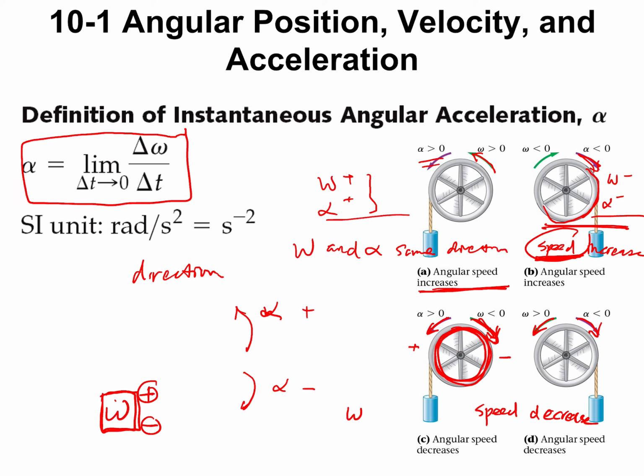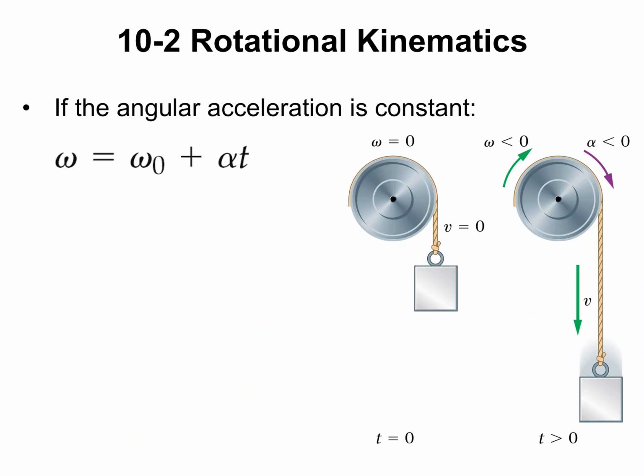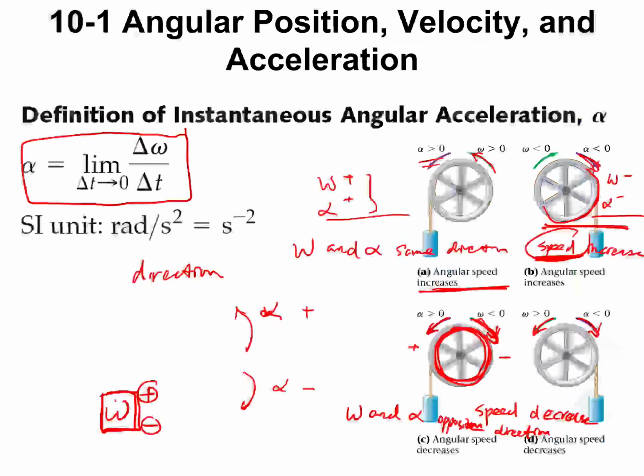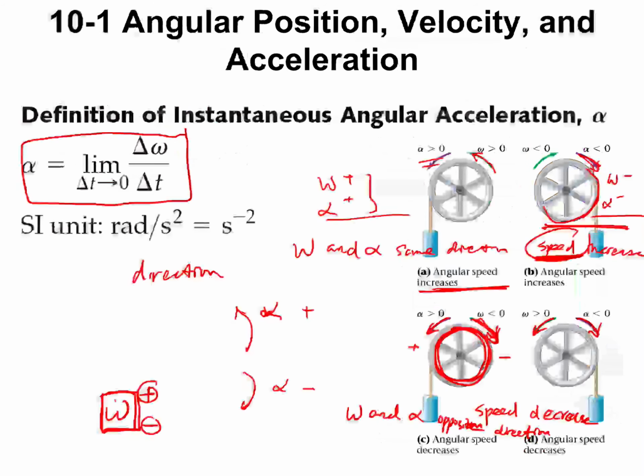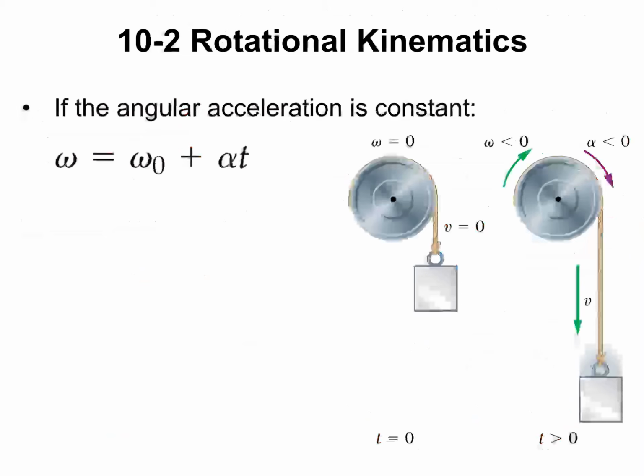If omega and alpha are in opposite directions, okay, opposite direction, okay. So this is the same as linear motion. All right. So that's all the definitions about angular motion or rotational motion, okay? And we describe position, displacement, velocity, acceleration, same as linear motion, right?